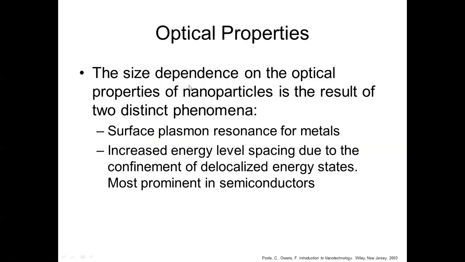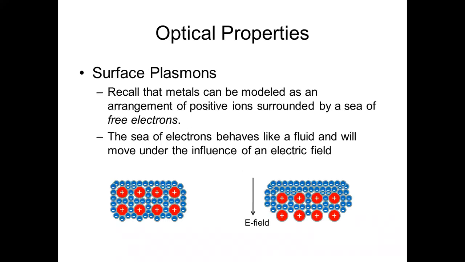So the size dependence of the optical properties of nanoparticles is a result of two distinct phenomena: the surface plasmon resonance for metals, and the increased energy level spacing due to the confinement of delocalized energy states. And this is certainly most prominent in semiconductors. So let's take a look at a surface plasmon and do some definitions and hand waving to say how this works.